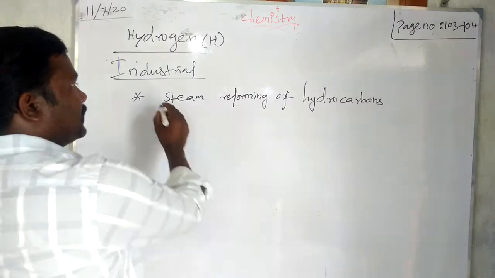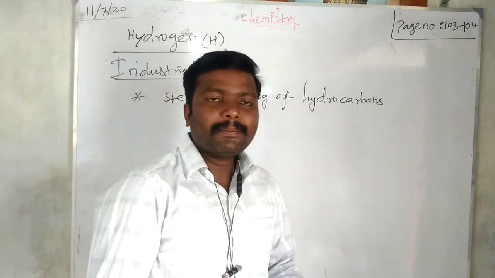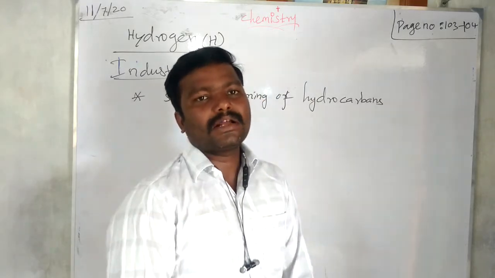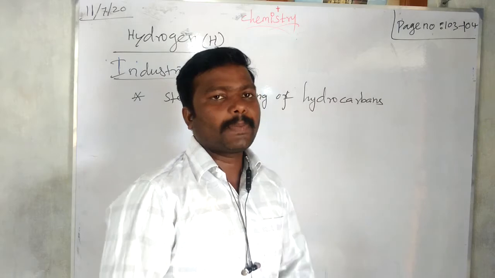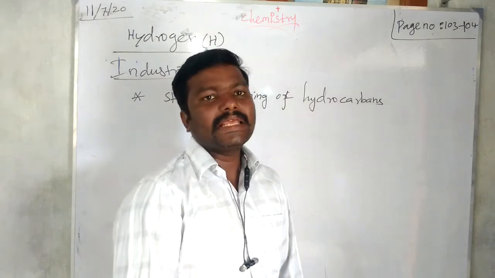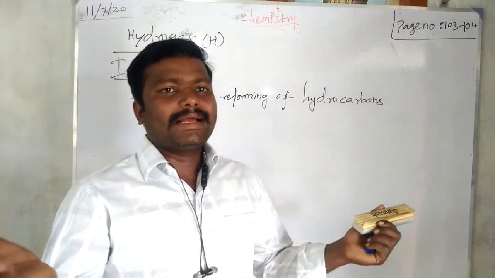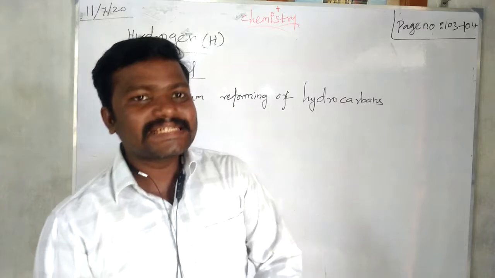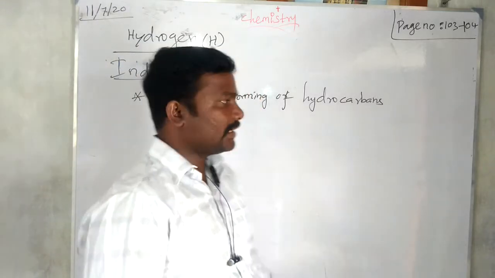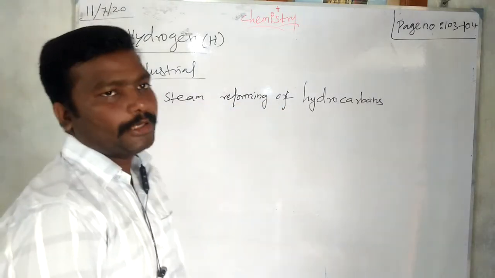Okay, my dear students, steam reforming of hydrocarbon means what, sir? Simple, we will take steam, we will mix with some hydrocarbons like methane, ethane, propane, butane. Okay, we will learn the organic compounds. So we are adding the organic compound with steam. Steam means water in gaseous state. That mixture we will use here, that is called steam reforming of hydrocarbon.